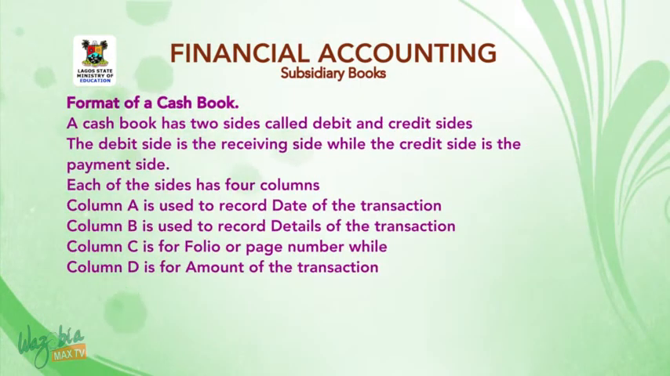Format of a cash book. A cash book has 2 sides called debit and credit sides. The debit side is the receiving side, while the credit side is the payment side. Each of the sides has 4 columns. Column A is used to record date of the transaction. Column B is used to record the details of the transaction. Column C is for folio or page number, while column D is for amount of the transaction.